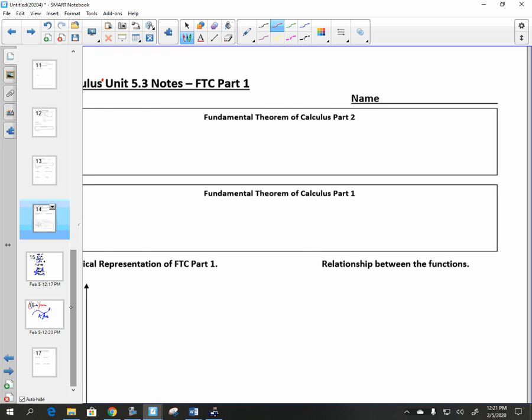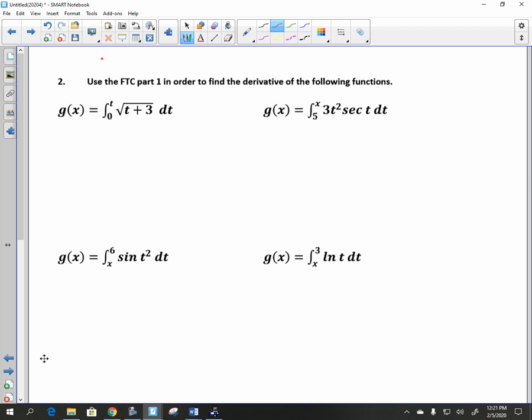All right, so I just told you that the derivative and the integral, those are the same thing. They cancel each other out. So it says, use the fundamental theorem of calculus part 1 in order to find the derivative of the following functions. So here's what I do.